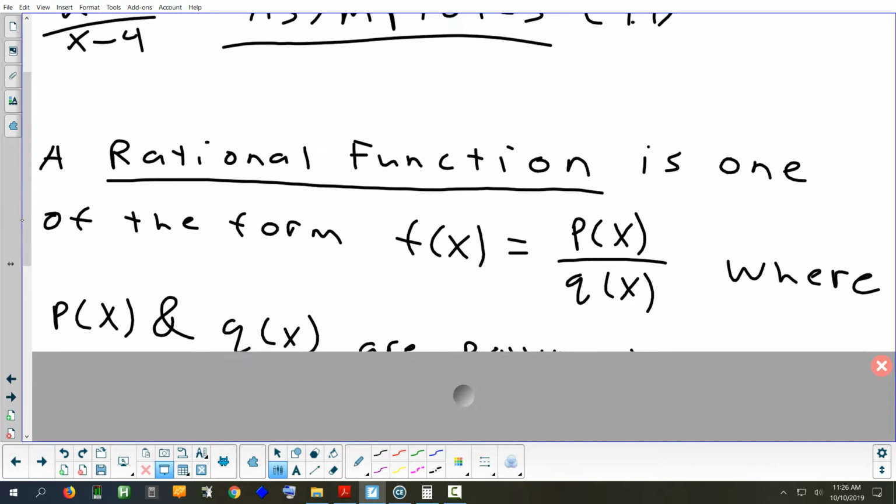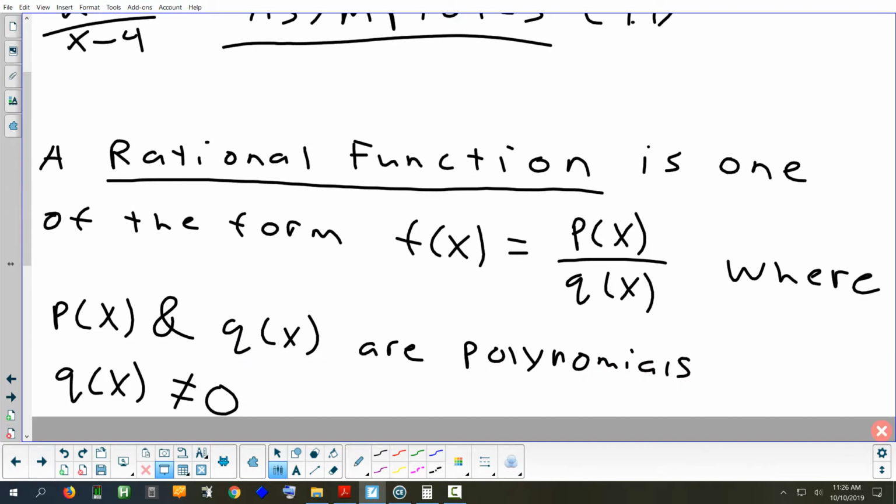And that's exactly what I write right here. So rational functions are of the form p of x over q of x. P of x and q of x are just two different polynomials. Okay, so you could have something like x squared plus 3x plus 7 in the top, and in the bottom, x minus 4. Okay, just two polynomials divided. The only thing that q of x can't be is 0. Why not? Because you can't divide by 0. So q of x cannot equal 0.